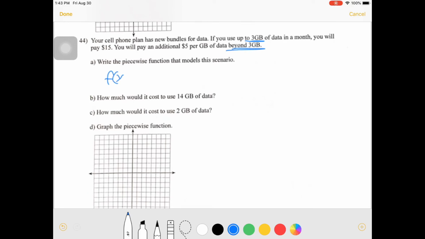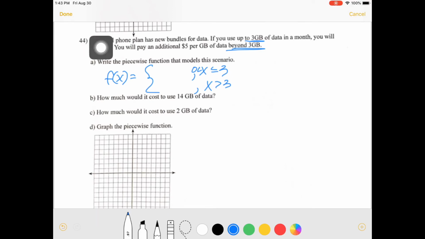So my function will have 2 different ways, whether x is less than or equal to 3, and whether x is greater than 3. Remember we talked in class that technically this is also greater than 0 because you're not going to use negative gigs. They're not going to charge you for using 0 gigs because that's just like not having a plan.